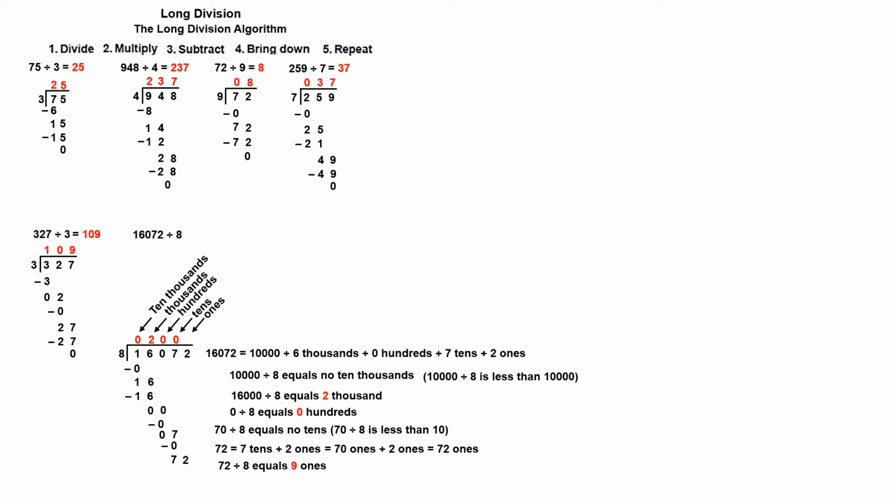We put that 9 ones right above the 2 ones. We multiply the 8 and the 9 and put the answer right under the 72. Subtract the 72 ones from 72 ones. Since there are no more numbers to bring down, we do not repeat the steps of division. The answer is 2009.